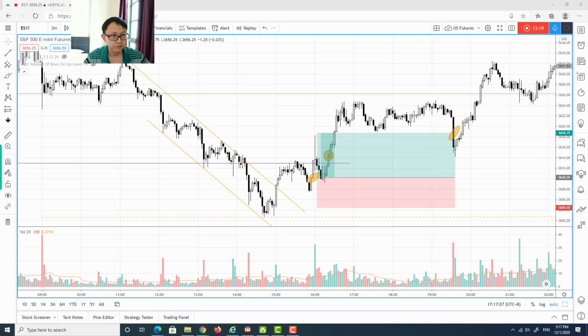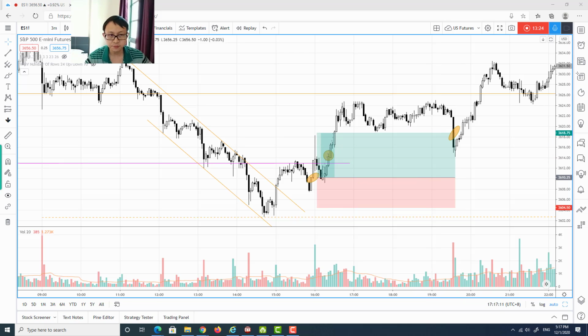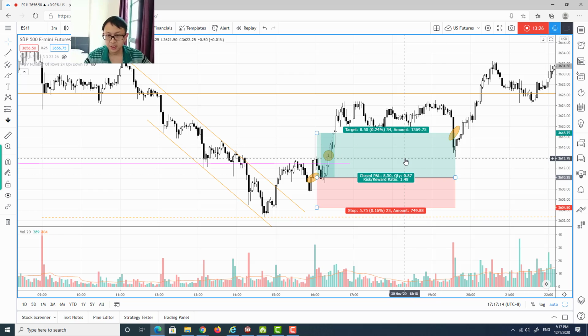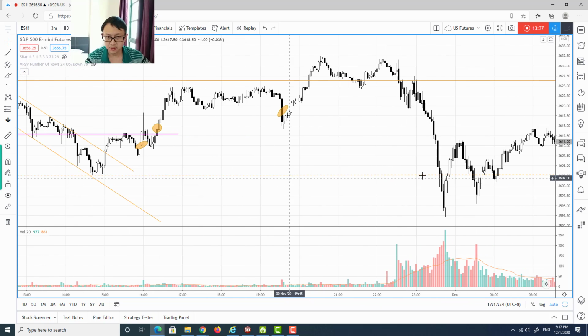So overall, it's just a reward to risk ratio of about 1.4, not too bad. So that is the only trade that I had for yesterday's session. So during the US session, I think there's actually some possible trade.